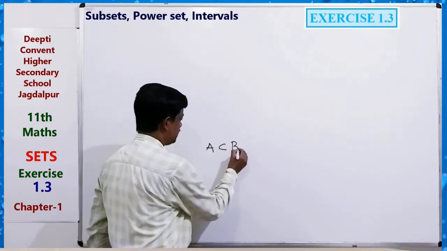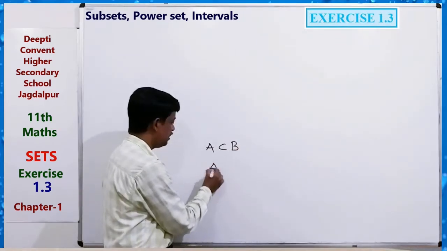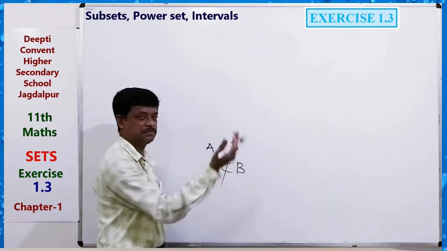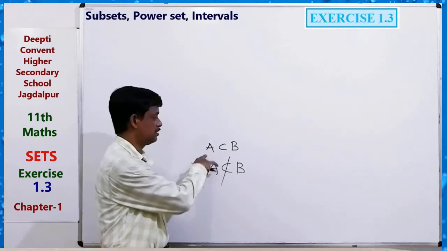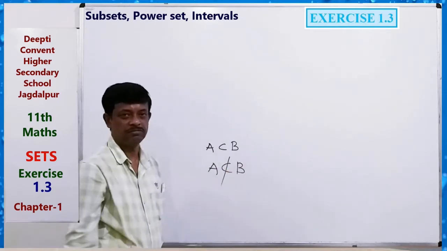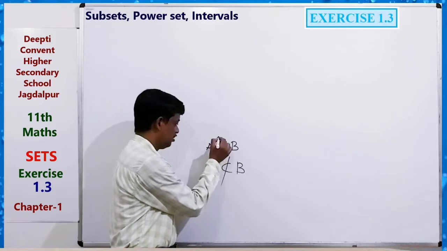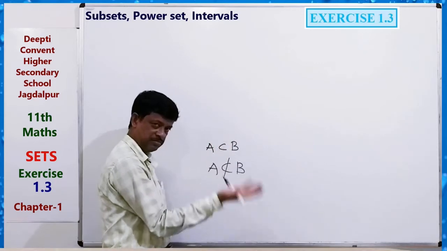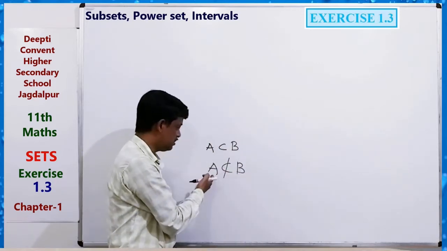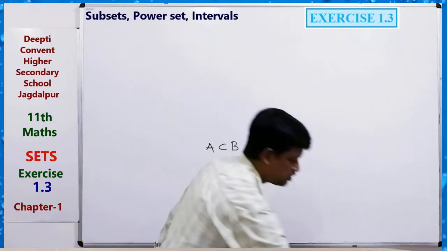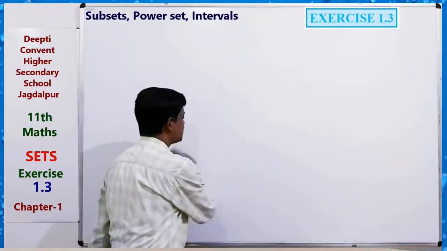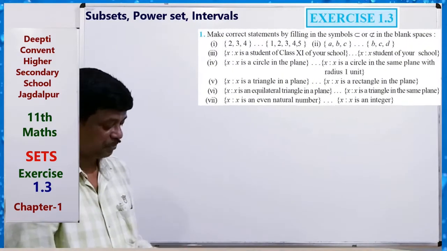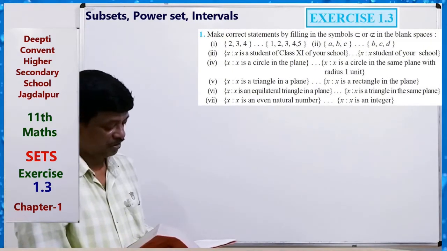This is subset. If A is not a subset of B, then we write it like this, not subset. That is, each element of A is also contained in B; there is no such. If A is not a subset of B, then we use this symbol. This means A is a subset of B, and this means A is not a subset of B. So it is just filling the symbol, fill in the blank type questions.